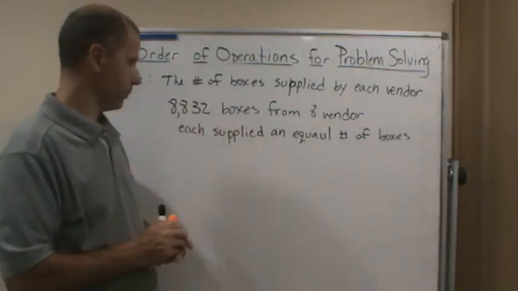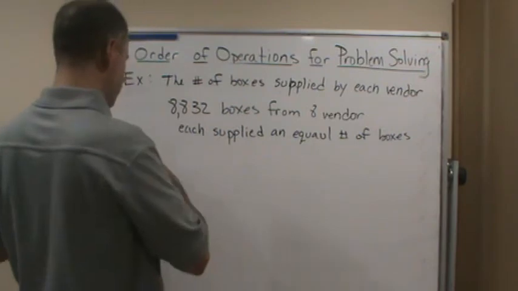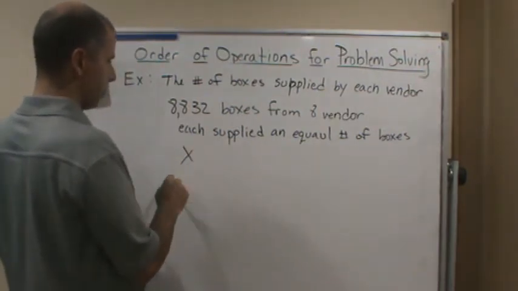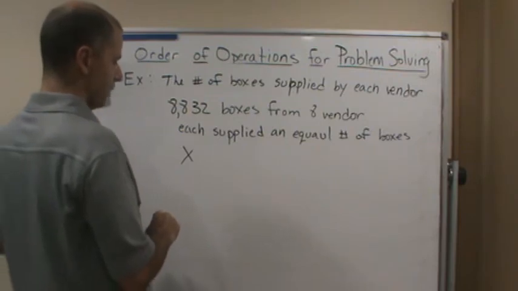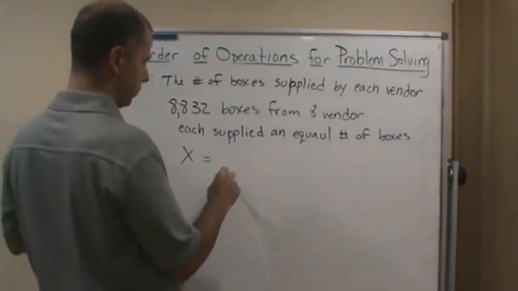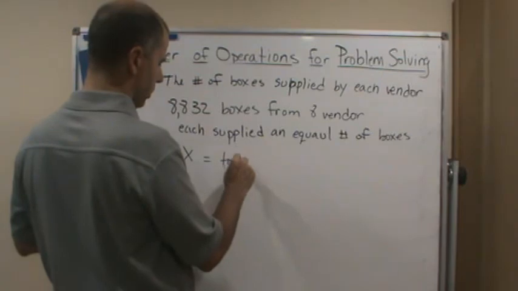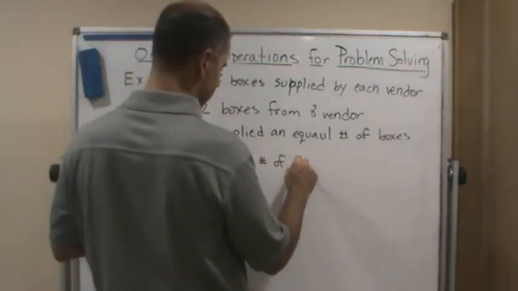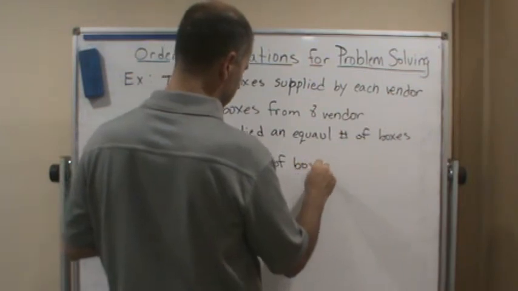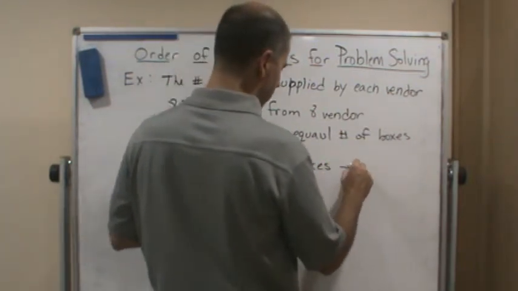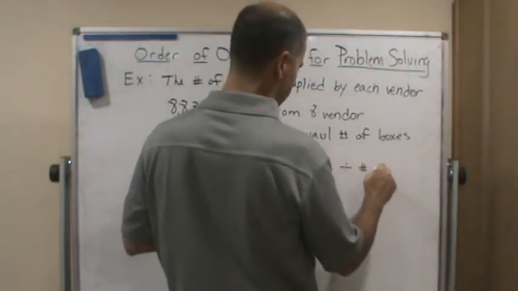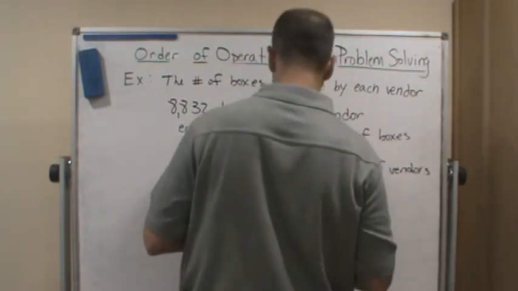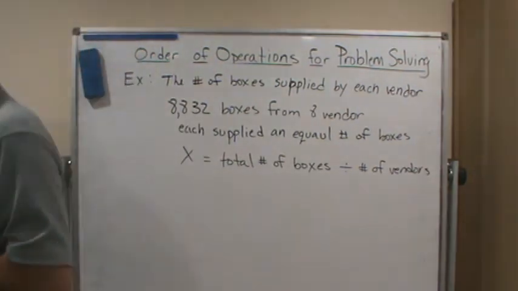That's division. So the relationship is, we know that X, the number of boxes supplied by each vendor, is going to be equal to the total number of boxes divided by the number of vendors. So there's our equation, if you will. There's our formula.